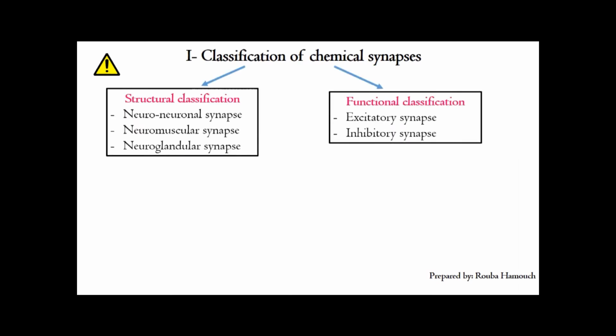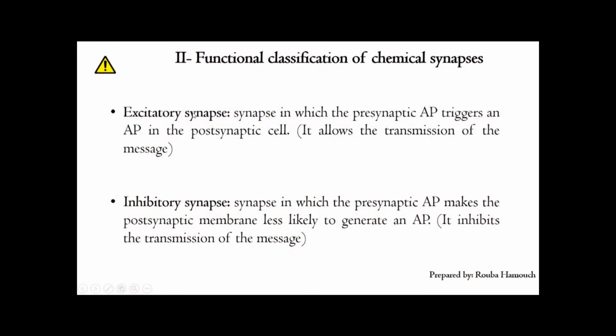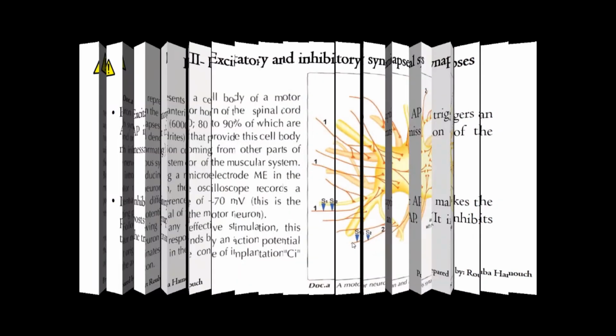So in the previous videos, we have seen the structural classification of synapses and their functional classification. Today we are going to explain the excitatory and the inhibitory synapses. Excitatory synapse is the synapse that allows the transmission of the message, whereas the inhibitory synapse is the synapse that inhibits or blocks the transmission of the message.